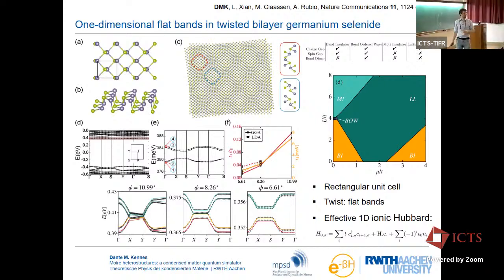bond order wave state. There's probably no hope of finding this. It's such a tiny, tiny fraction of the phase diagram. Very, very difficult. All right, so if you have any questions about Luttinger liquids and so on, yeah.